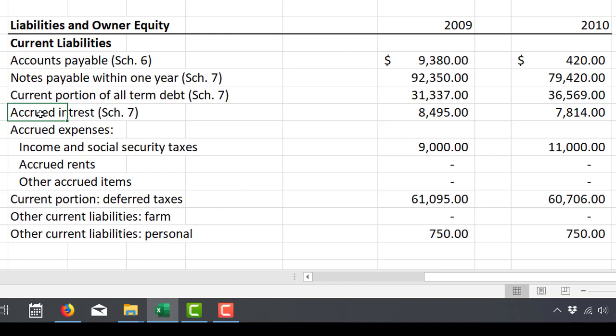Accrual accounting basically says that when the expense is incurred, I'm going to write it down in my books. Cash accounting says when I actually pay the expense, I'm going to write it down in my books. The accrual accounting basically says I'm going to watch my interest and I'm going to estimate how much interest I've got to pay this year. I'm going to go ahead and write that down in my books so I can get ready for it.